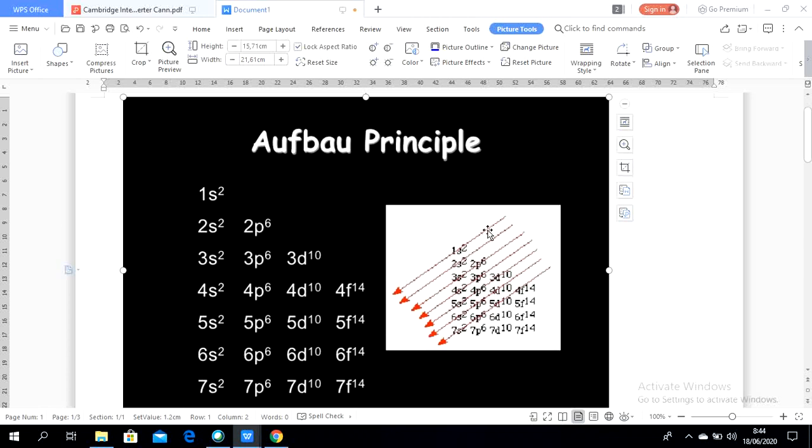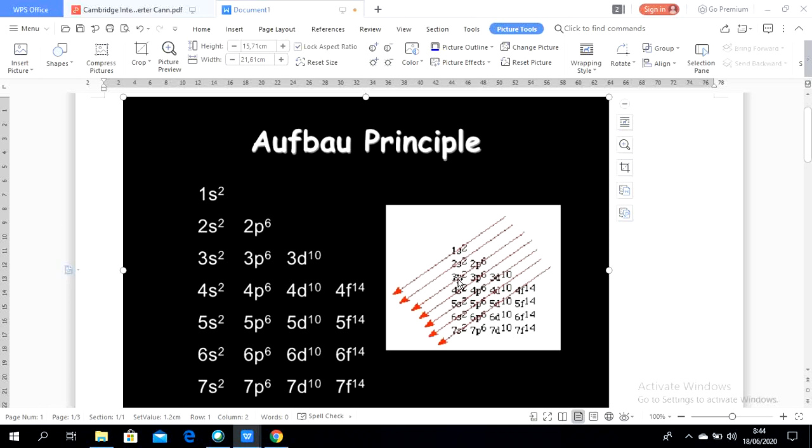Why diagonal? This is because the writing is based on the energy level. 1s2 has the lowest energy level, and it has the strongest attraction with the nucleus. 2s2 has a higher energy level compared to 1s2. So this one is also the same. 2p6 and 3s2 are almost at the same energy level.